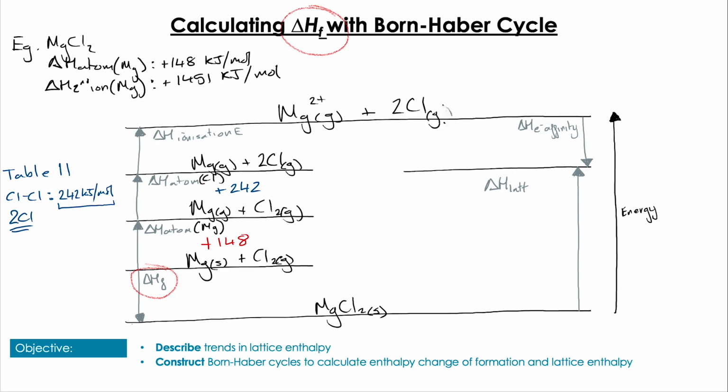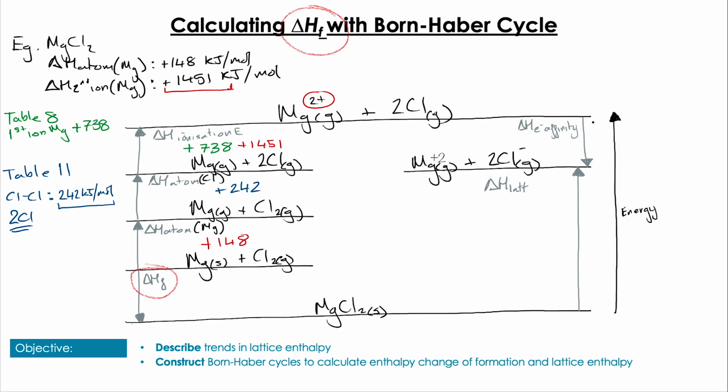Then we're going to ionize magnesium. So we can take the first ionization energy from table 8, but we're also going to need to use the second ionization energy, which I gave us at the top, which is plus 1451. So we're going to need to combine both the first and second ionization energies to be able to get the overall energy, which is plus 738 and also plus 1451.